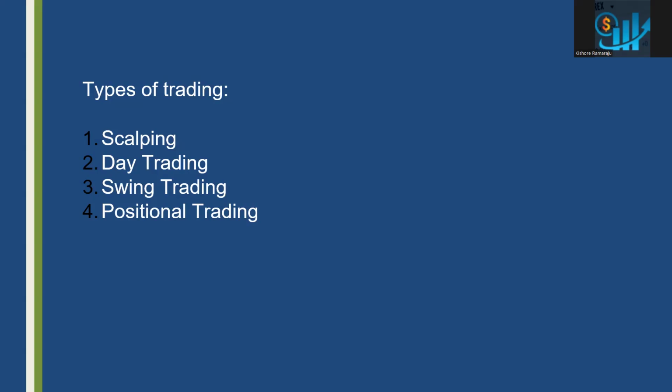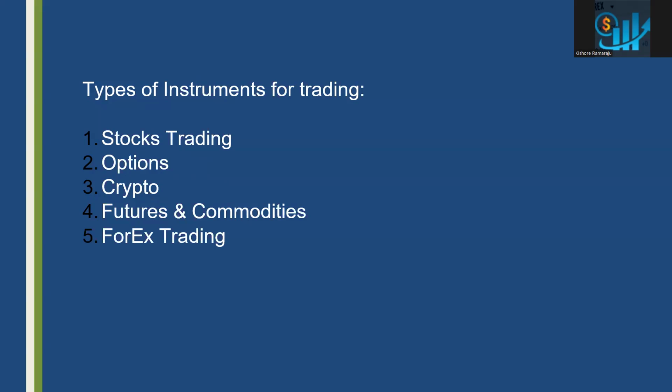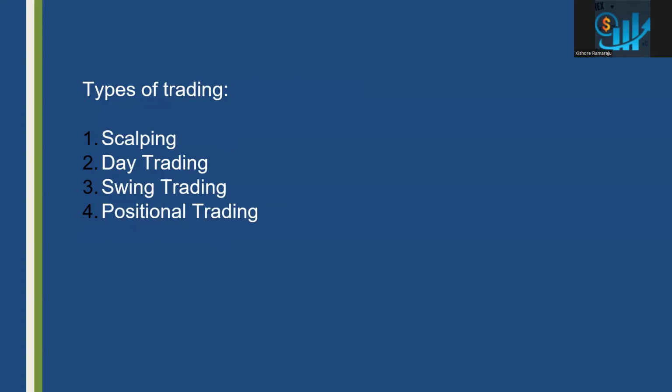Because you cannot do scalping with stocks, but if you want to do futures, scalping is the best one, right? Or scalping or day trading is best for futures. In the same way, if you want to do cryptos, scalping and day trading is best. So, one is to understand what are the different types of instruments which you can use. Second is to understand what type of trading methodology suits you best. Once you understand these things, then you will be in a much better position.